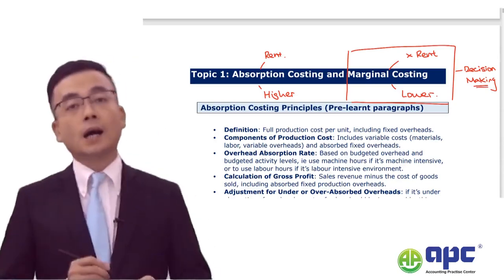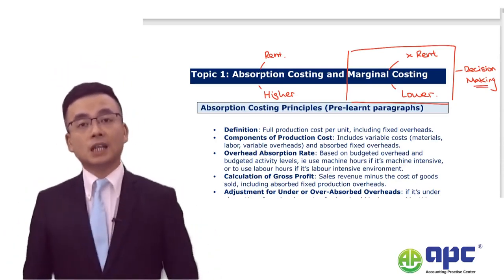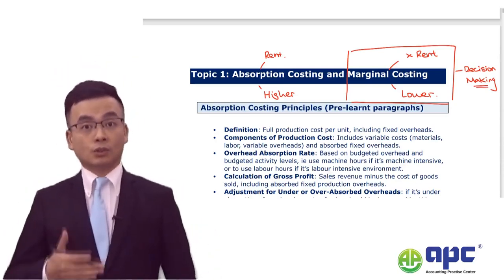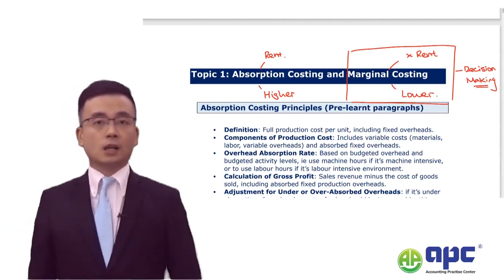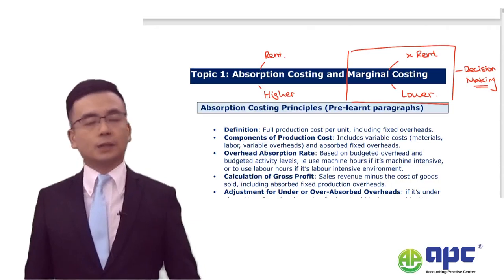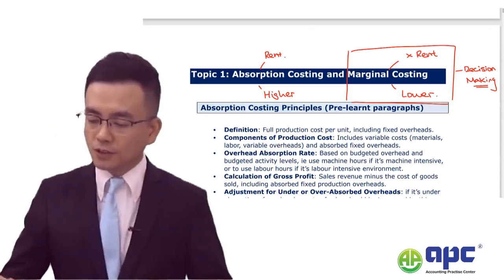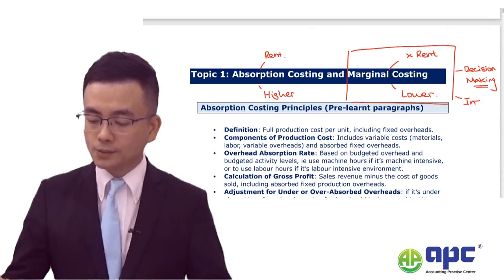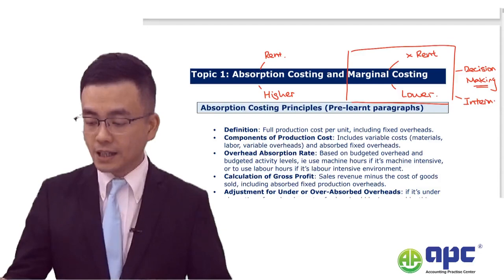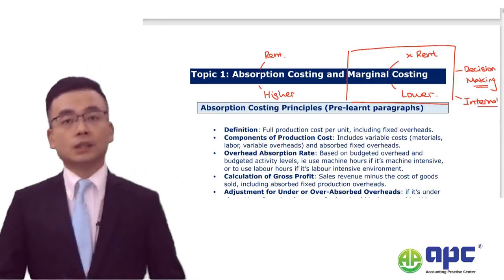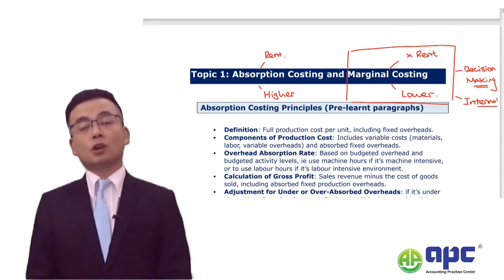Decision-making by our management team members, deciding whether or not we should go ahead with that project, to produce that product, or to abandon that product. It's more of the internal stuff, because we are not really involving shareholders when we are using marginal costing.